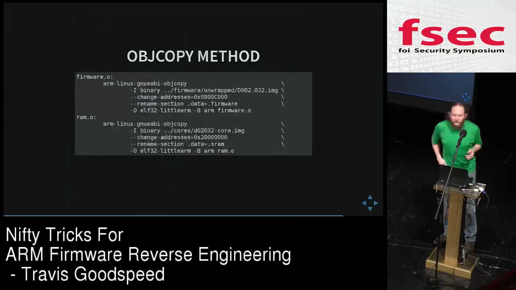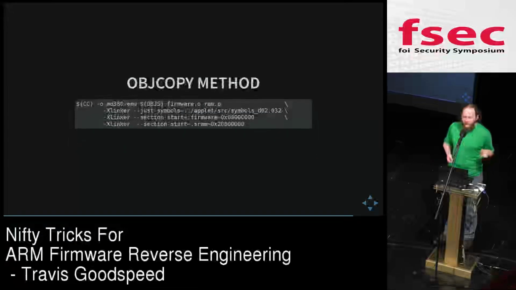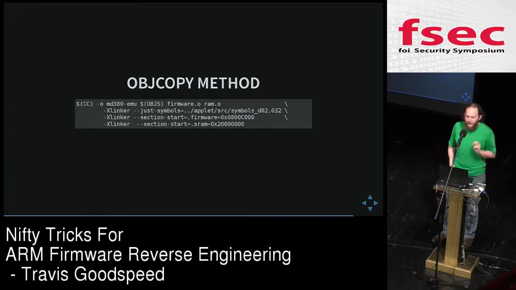The other way to do it is through objcopy. You can produce an ELF .o file, and this .o file contains the firmware, or contains a live RAM image, with the appropriate section name. In this case, I call one of them firmware, and then I call the other SRAM. And then I use my C compiler to link them together, and I tell the compiler that the firmware section needs to be where the firmware ought to be, and also that the SRAM section needs to be where the SRAM ought to be.